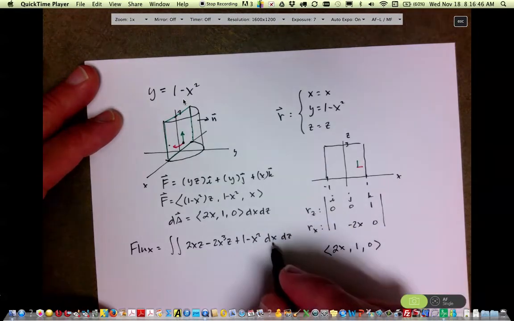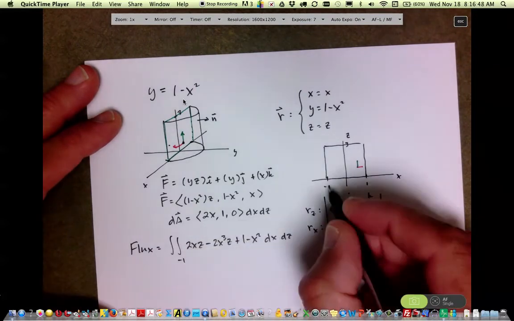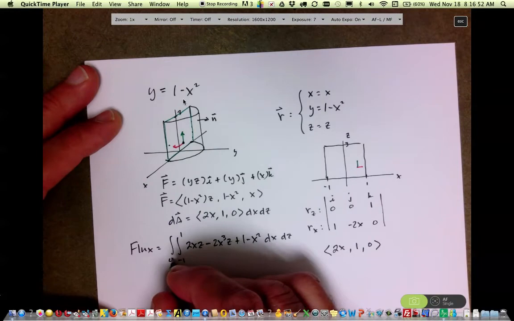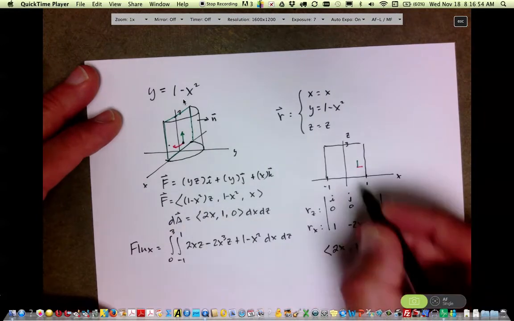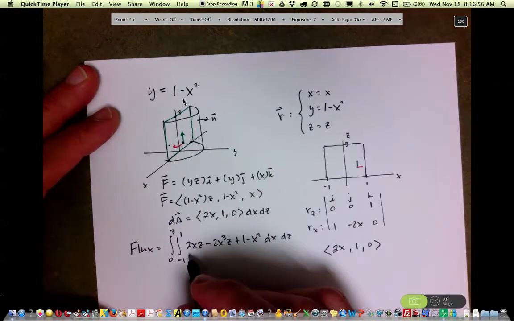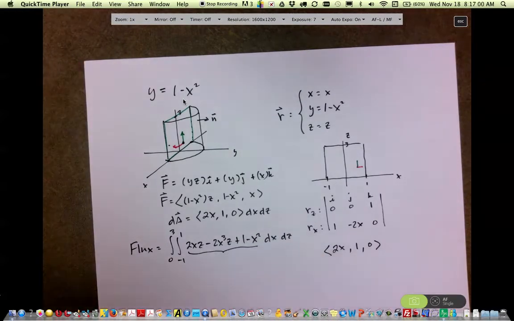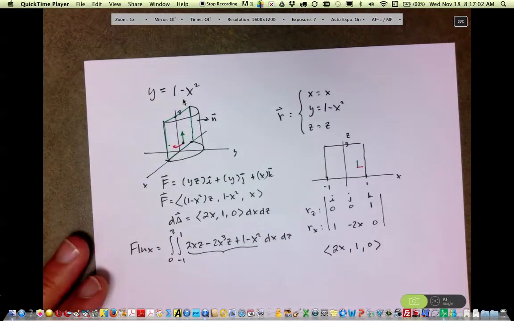Alright, my limits on x are going to be from negative 1 up here to positive 1, and my limits on z are going to be from 0 to 3. Alright, and I'm going to leave this for you to evaluate. Once we get to this point, that should be fairly easy to evaluate for most people.